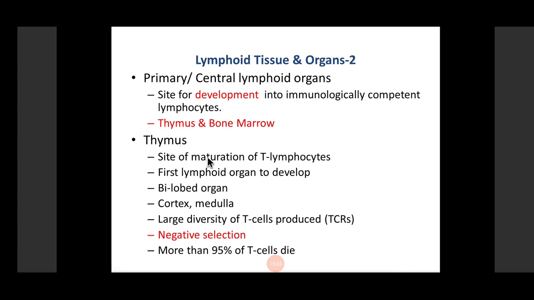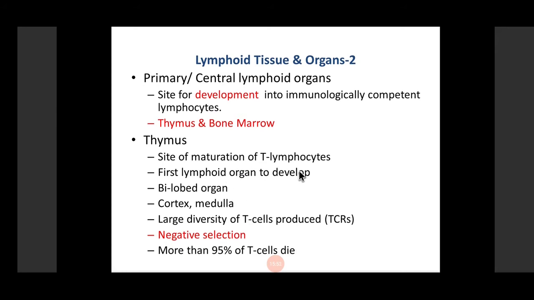Starting with the thymus. The thymus, as we've been discussing earlier, is a site of maturation of the T lymphocytes. It's the first lymphoid organ to develop. It's a tiny organ present just behind the sternum, the upper part of the sternum, below the neck. It's a bilobed organ, and it's further divided into two regions: the cortex and the medulla.